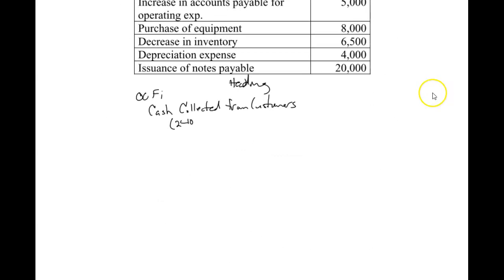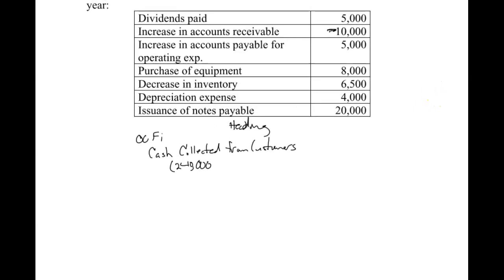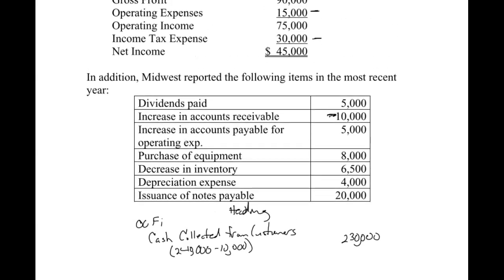So start with an income statement item, the income statement number 240,000, and adjust it for its related balance sheet account. We have an increase in accounts receivable of 10,000. So we are going to subtract that, because that's what our shortcut says to do. That means our cash number over here is going to be 230,000. Let's just prove that real quick.